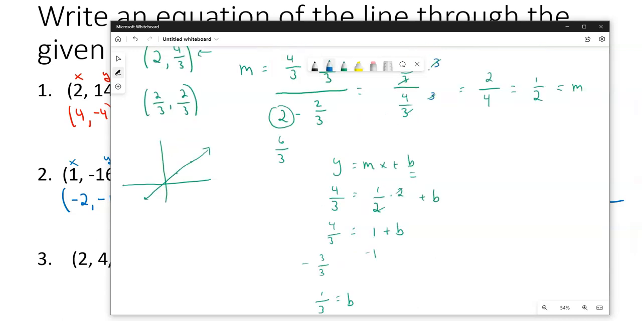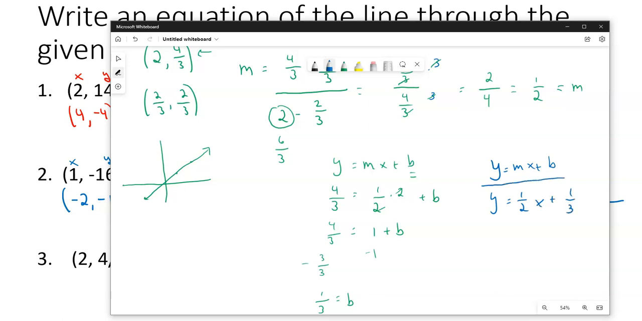All right, so we resize the screen a little bit. We come back up to the top. We're going to start with y equals mx plus b. And now we're going to fill in our blanks. We want to keep the y and keep the x. We'll put in the 1/2 for the m. And then we'll put in the 1/3 for the b.